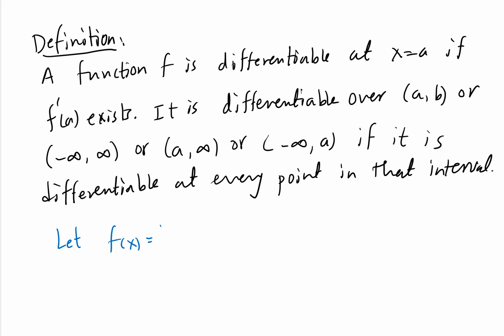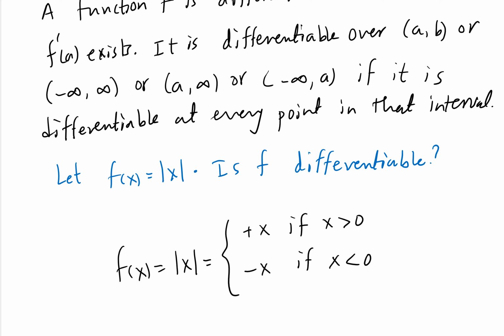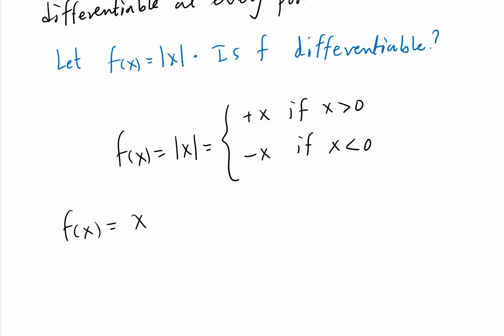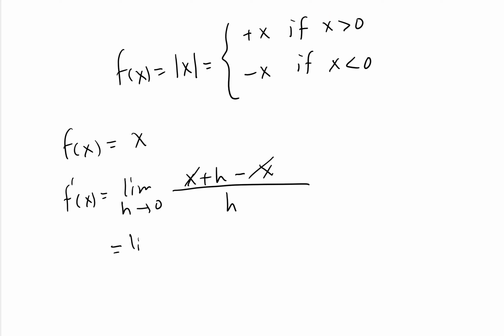Let f of x equal the absolute value of x. Is f differentiable? Well, what is f of x equals absolute value of x? This can be rewritten as plus x if x is positive, or negative x if x is negative. So we have two different functions. We start with f of x equals x. We find the derivative of this one using the main definition: the limit as h goes to 0 of f of x plus h, so it's x plus h, minus the function over h. Notice these cancel out, and that gives me the limit as h goes to 0 of simply h over h, which is the limit as h goes to 0 of 1, and that gives me 1.